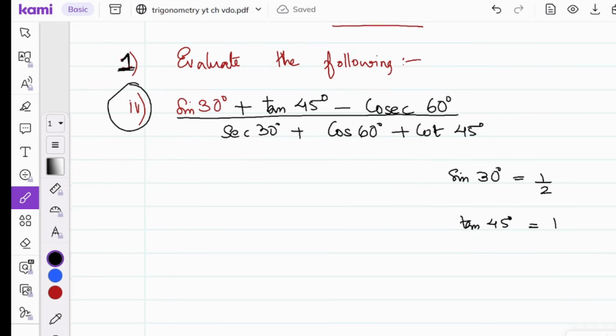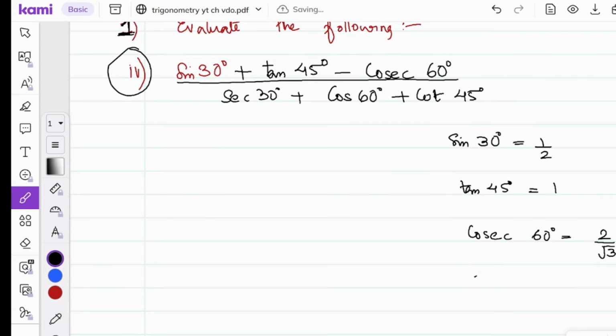Then next one is cosec 60. What is cosec 60? Cosec 60 means it is the reciprocal of sine 60. Cosec 60 equal to how much? It is 2 by root 3. Now sec 30. What is sec 30? Sec 30 means it is the reciprocal of cos 30. What is cos 30? Cos 30 equal to root 3 by 2. Therefore, this value is 2 by root 3. Sec 30 equal to 2 by root 3.